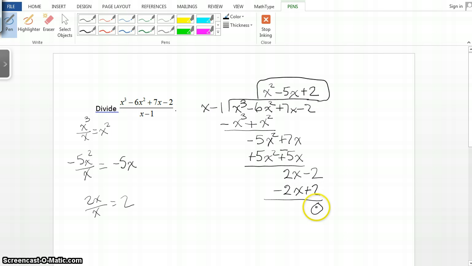Didn't have a remainder, and if you have a number left down here, you can always put plus whatever your remainder is divided by this divisor, the x minus 1 out front. But if you don't have a remainder, that is your answer up there. So I hope that helped you.